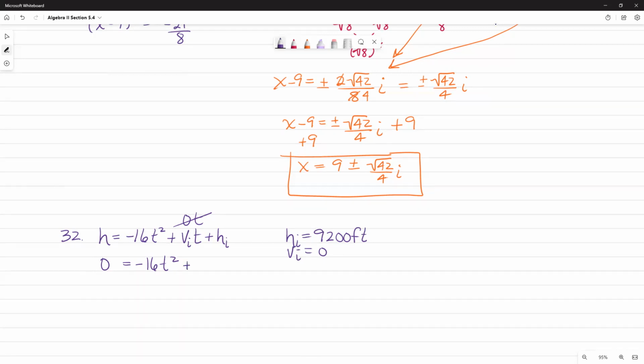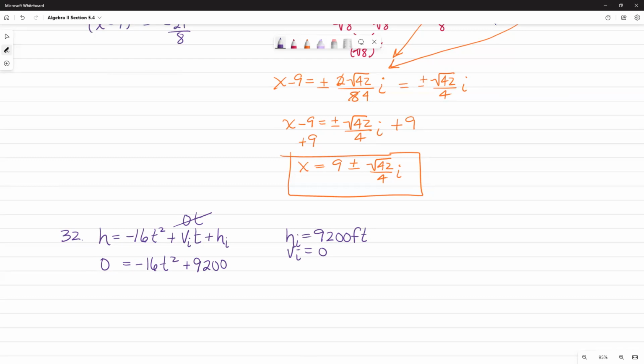So plus 9,200 feet. There we go. Okay. Determine the time it takes for an object to fall from each height. So its initial height is starting at 9,200 feet. It ends at the ground, 0. So that's where your 0 goes.